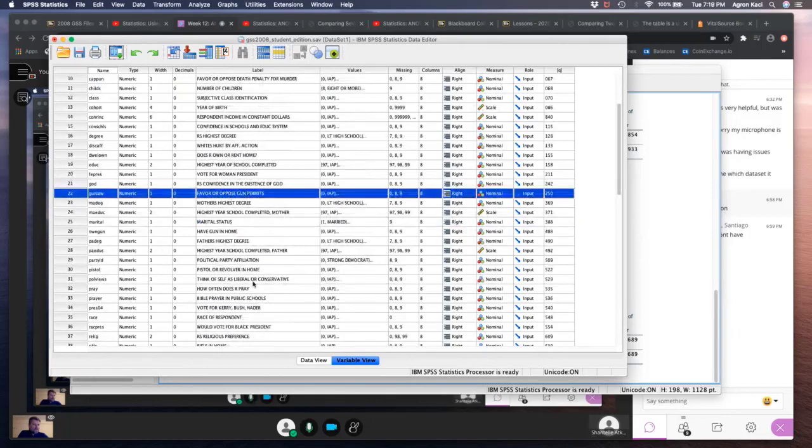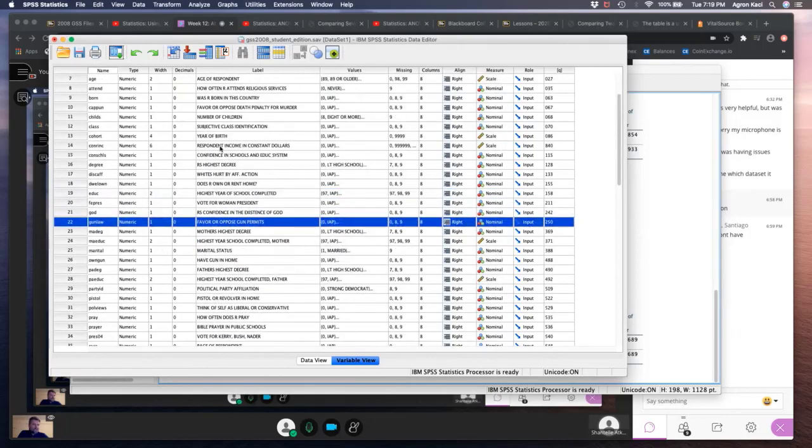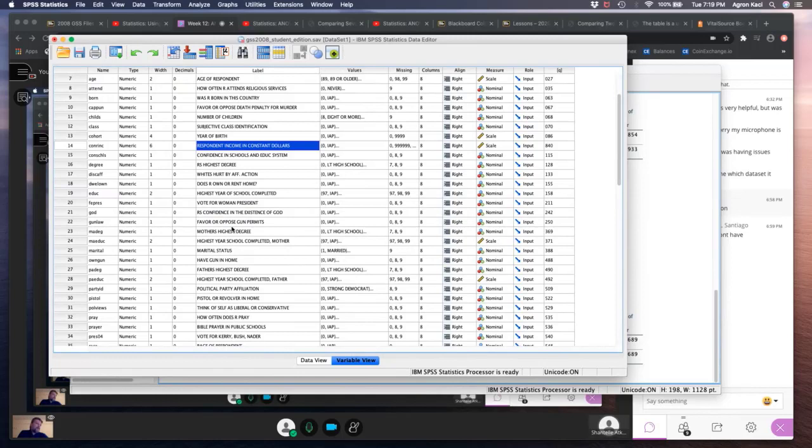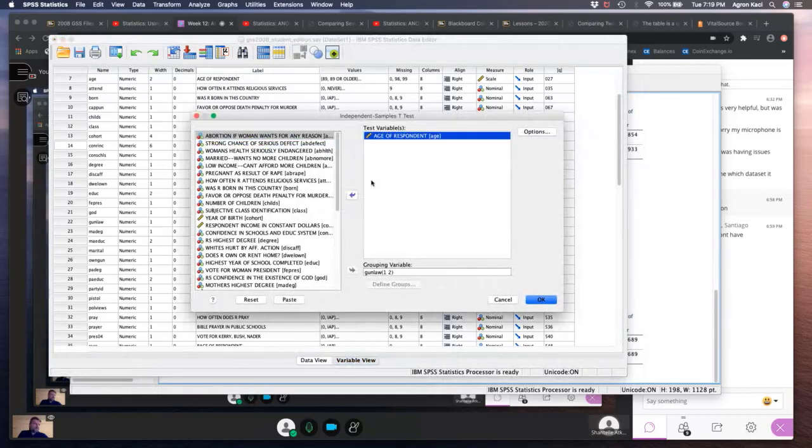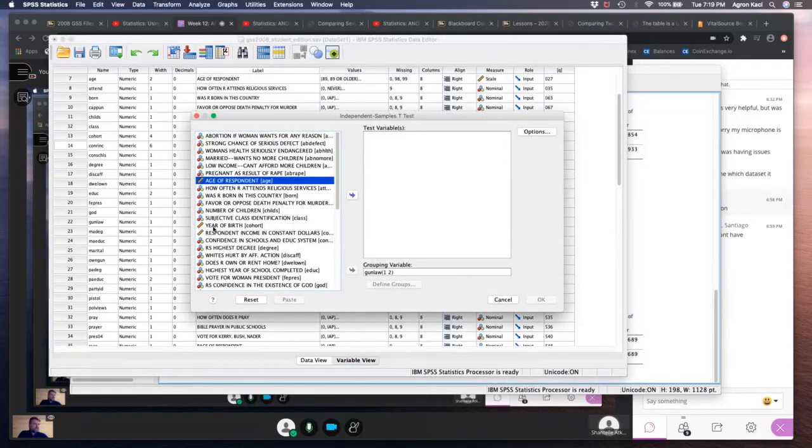I wanted to look at gun laws and respondents' income. Let's see who favors gun permits more, those who have more money or those who have less money. So, independent samples t-test again. Now, I don't want age.